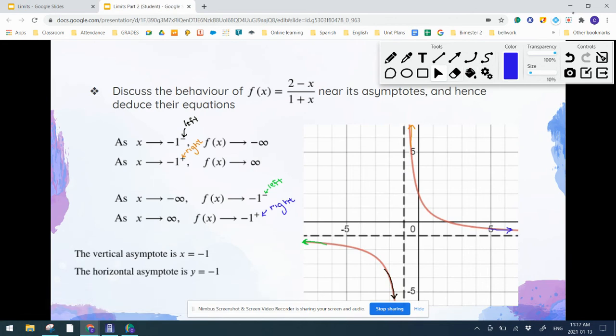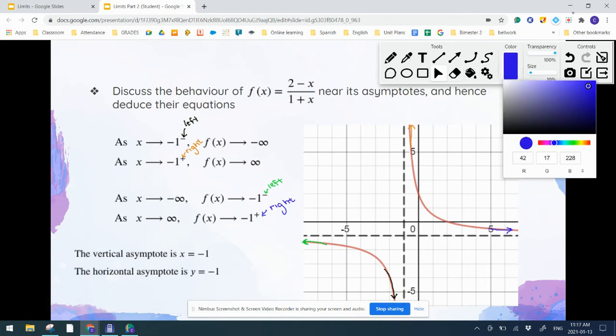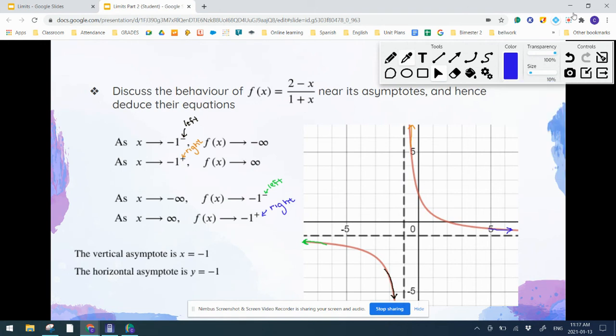We can also find our vertical asymptote by looking at our equation. So don't forget, you can always find your vertical asymptote by setting 1 plus x equal to 0. So we get that x equals -1. So we can either use our limits in our graph in order to find it, or we can find it algebraically.